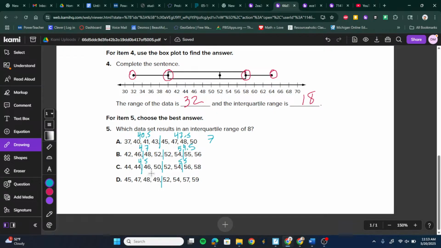And then down here, we have 47.5 and we have 55.5. And so when we subtract those, that's going to be 8.